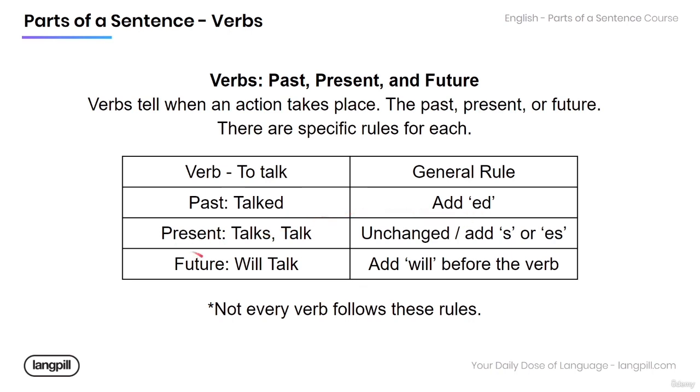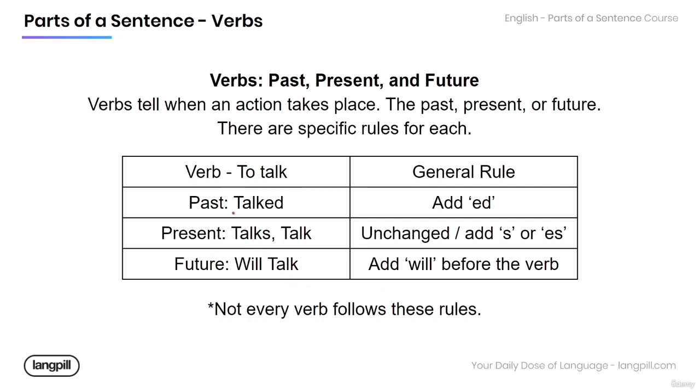For the present tense, either you'll use the verb just as it is, so here talk, or you'll add s or es. So either unchanged or you add s or es. We have talks or talk. And for the future, it's very easy. All you're going to do is add the word will. So will talk.